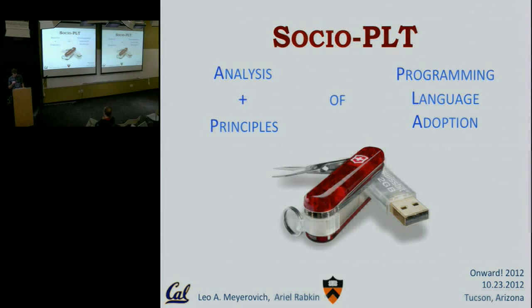So hi, I'm Leo. I'm from over East Bay, UC Berkeley, and this is work I've been doing with Ari Rabkin, who was at Berkeley, now is at Princeton. And we've been looking at programming language adoption. I'm going to be talking about two different ways we've been looking at it. One is about quantitative analysis, and the other is actually looking at what the sociologists might say to us and seeing if we can cherry pick theories that apply to our domain.